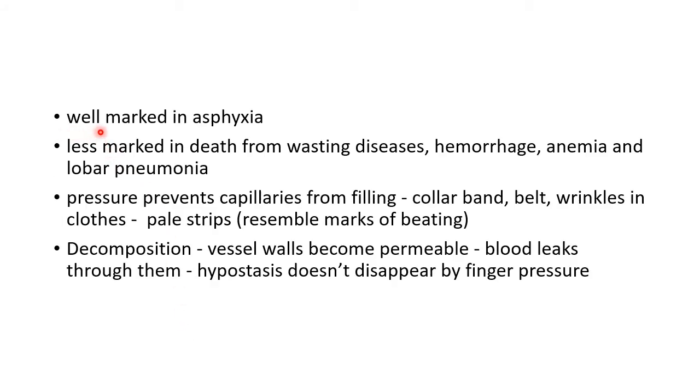Postmortem staining is well marked in cases of asphyxia. It is less marked in death from wasting diseases, hemorrhage, anemia, and lobar pneumonia. Pressure prevents capillaries from filling. So, in areas where pressure is there, like collar band, belt, wrinkles in clothes, there will be pale strips which resemble marks of beating. These are known as vibices.